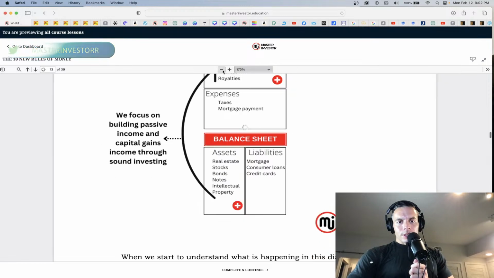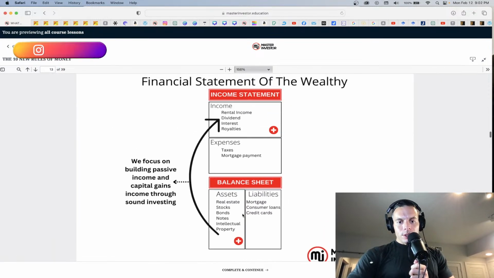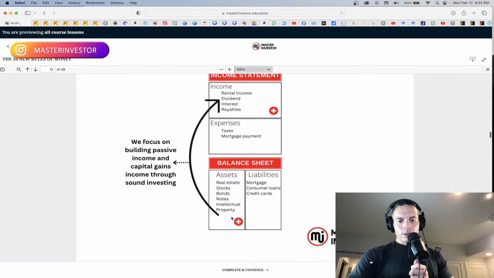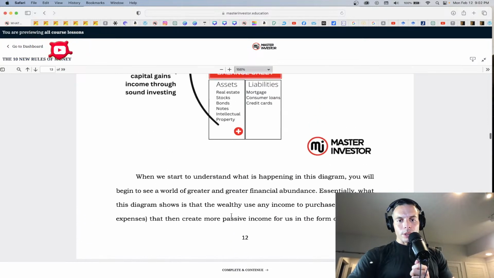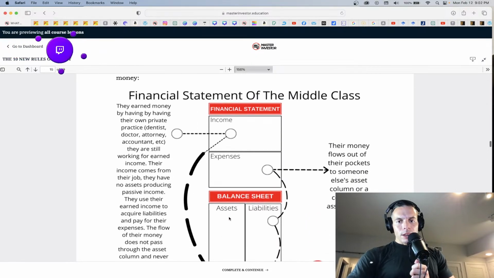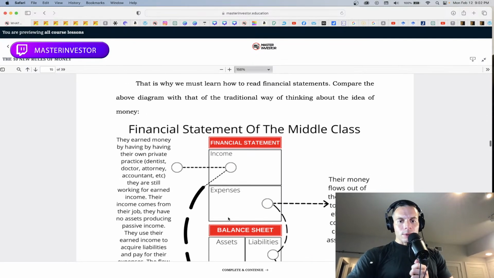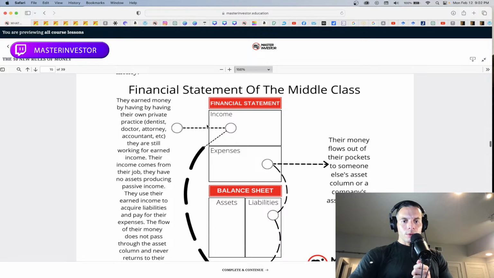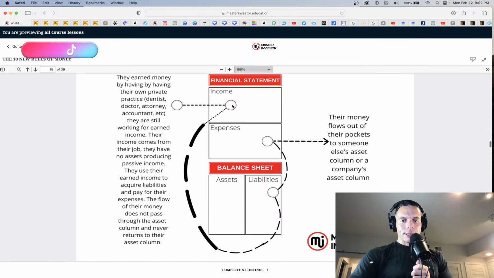So as you can see in the other diagram on the next page, we have real estate, stocks, notes, intellectual property, etc. Right? And look at the middle class financial statement. So they have income that comes from a job, right? And it runs like this. The cash flow goes from the income column to the liability column. They have no assets. They have the liabilities, required expenses, because every liability is an expense.